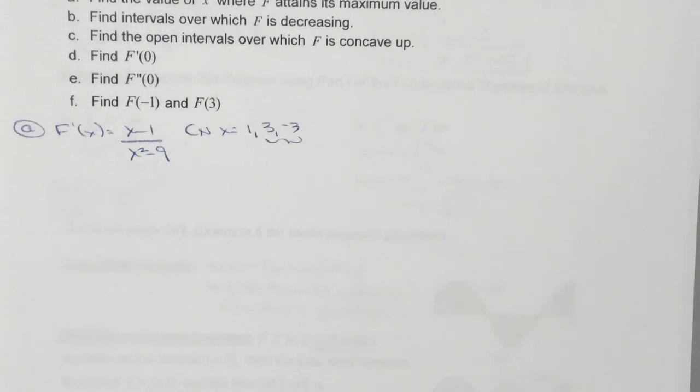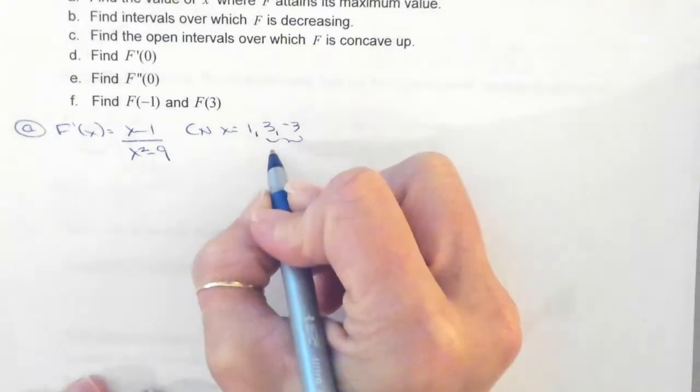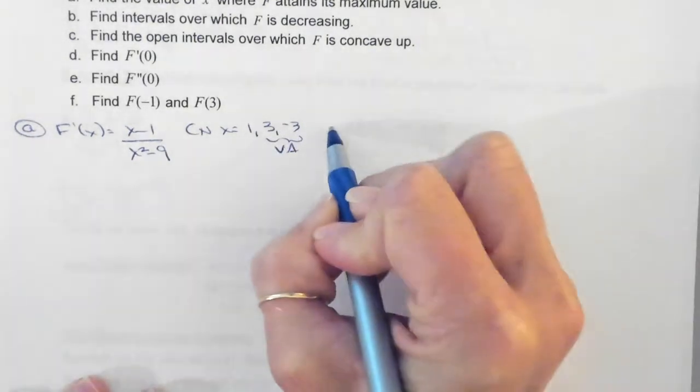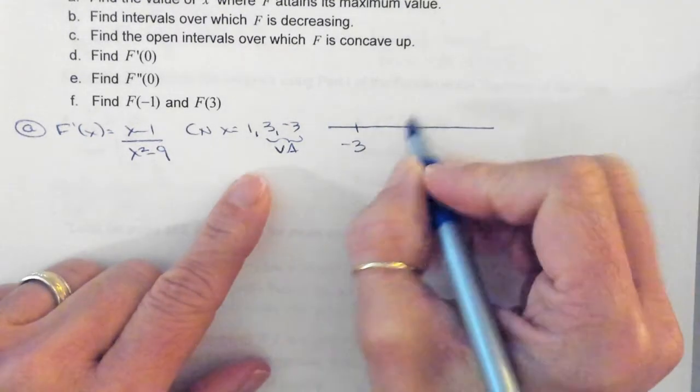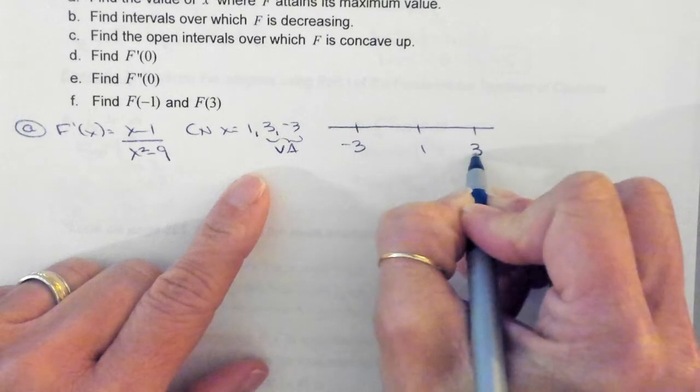Can vertical asymptotes be mins and maxes? No, they cannot, because nothing's going to happen there. It's undefined at that value specifically. So it's important that you know that these are vertical asymptotes. All right, so here's my number line. You guys told me negative 3, positive 1, and positive 3.